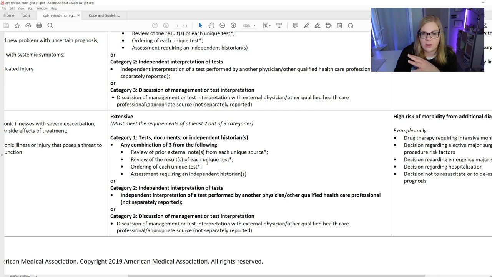And then category three in here is discussion of management or test interpretation. So discussion of management or test interpretation with an external physician, so someone not in your physician group, or other qualified healthcare professional or appropriate source, not separately reported. Again, you can't be billing it out separately as an E&M. An external physician, they do define.